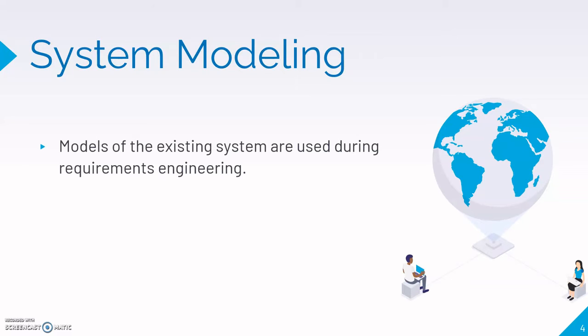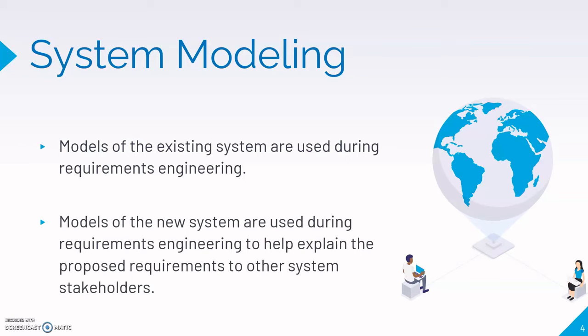So models of the existing system are used during requirements engineering. They help clarify what the existing system does, and they can be used to focus a stakeholder discussion on its strengths and weaknesses. Models of the new system are used during requirements engineering to help explain the proposed requirements to other stakeholders. So engineers use these models to discuss design proposals and to document the system for implementation.